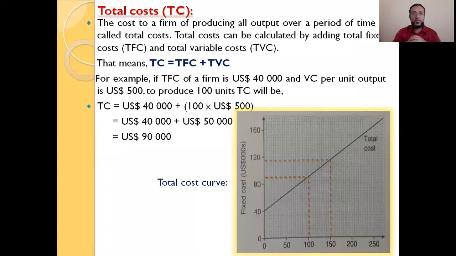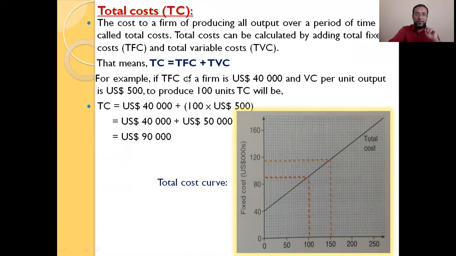Now come to the total cost. The cost to a firm of producing all output over a period of time is called the total cost. That means total cost is the sum of variable cost and the fixed cost. So here we use the term total fixed cost and total variable cost to get total cost. That means the formula of total cost is TFC plus TVC, which means that total cost equals total fixed cost plus total variable cost.